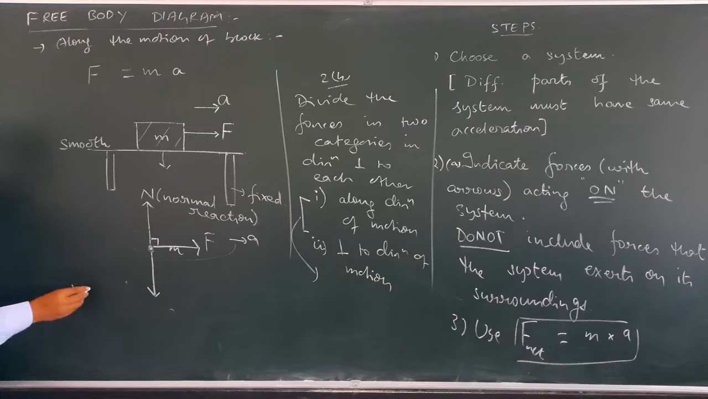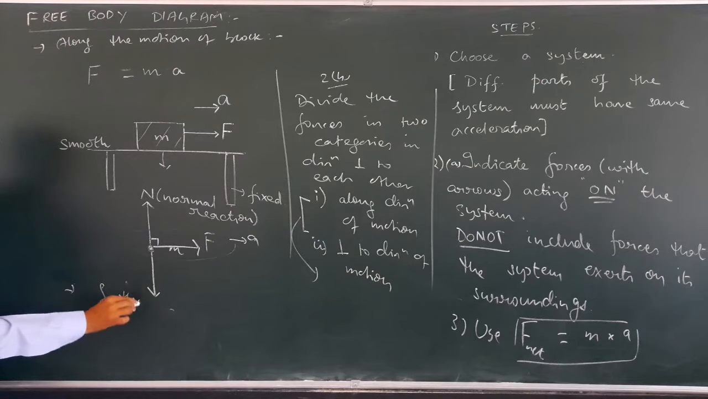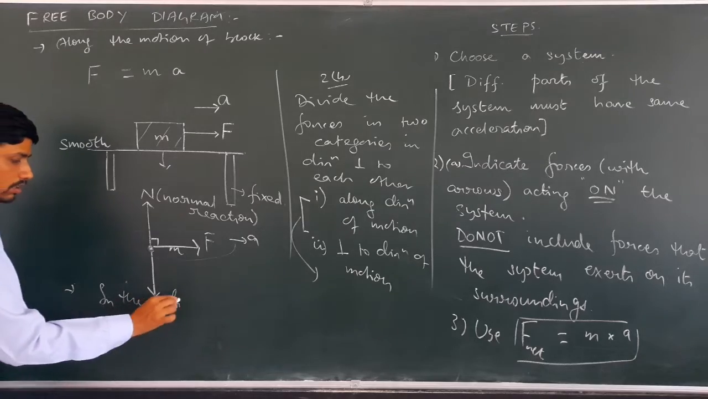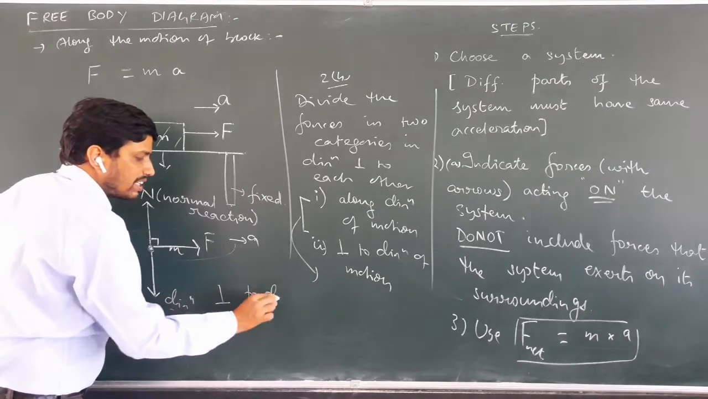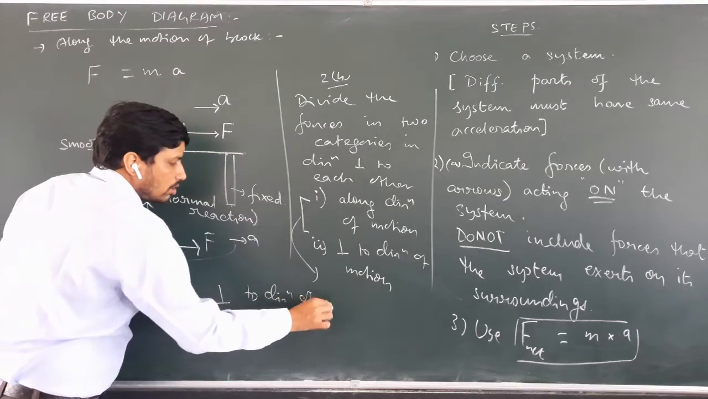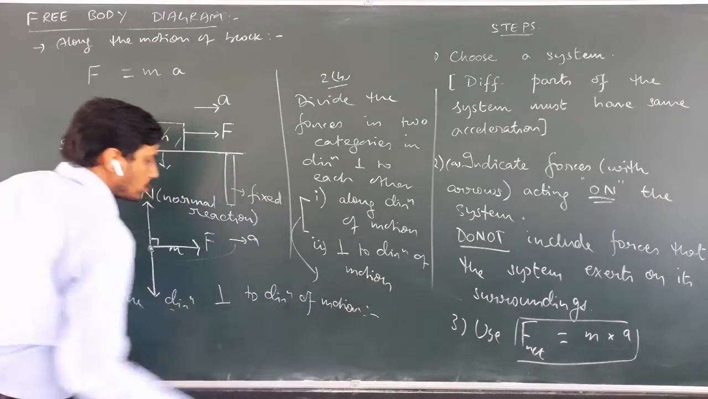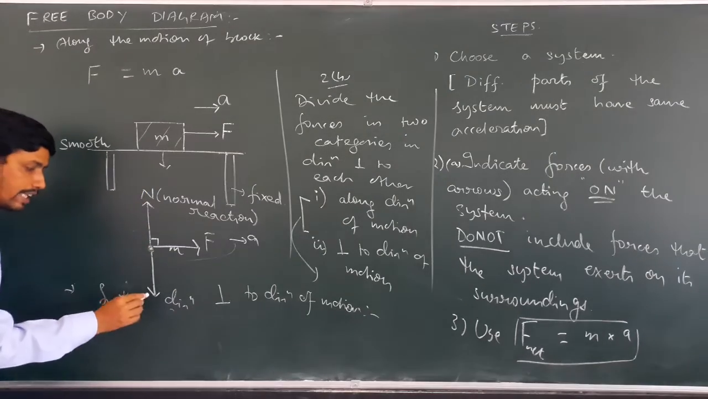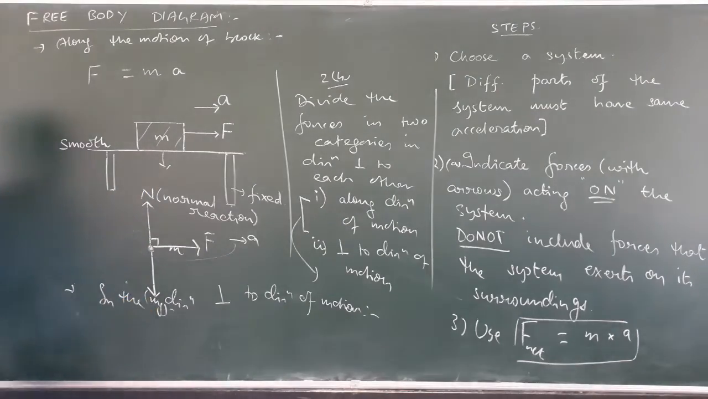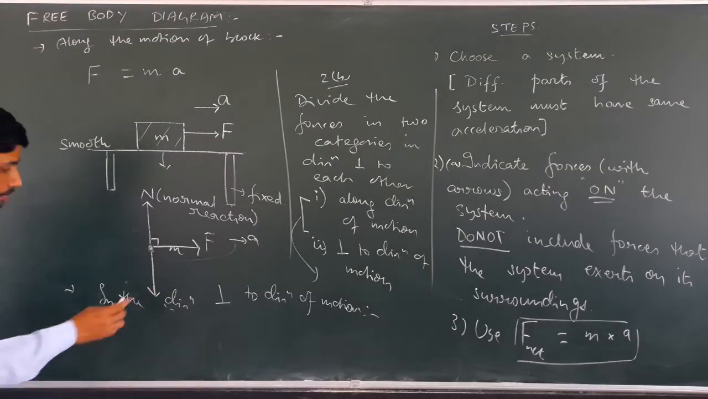So in the direction which is perpendicular to acceleration, or perpendicular to the direction of motion. Now, what are the forces here? One is the normal reaction in the upward direction, the other one is gravity, mg, in the downward direction. This force is mg.